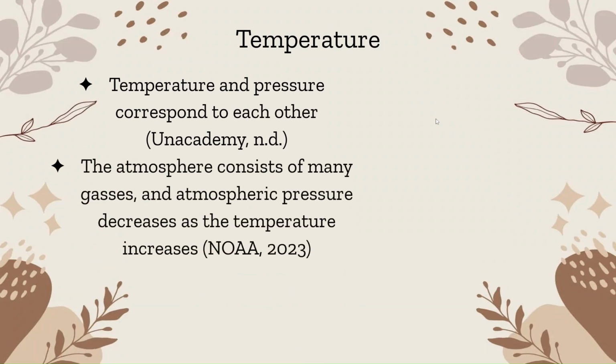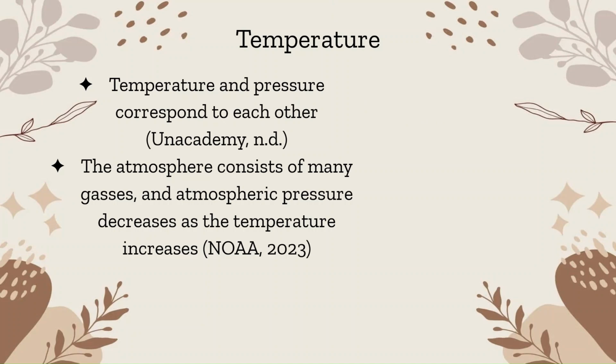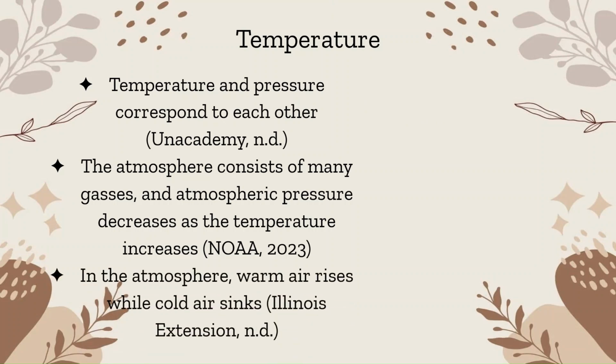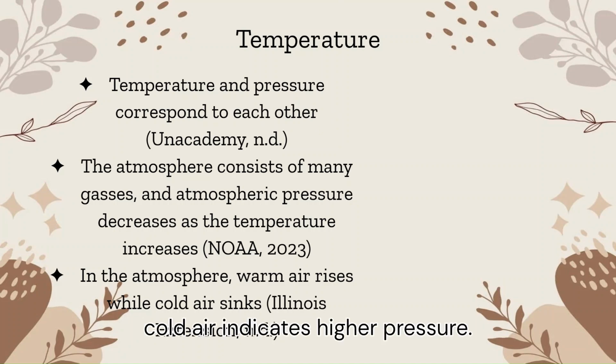The atmosphere consists of many gases, and atmospheric pressure decreases as the temperature increases. This is due to the atmosphere being a free and stretched out space and the air density found in the atmosphere. In the atmosphere, warm air rises while cold air sinks. Warm air equals lower pressure, while cold air indicates higher pressure.